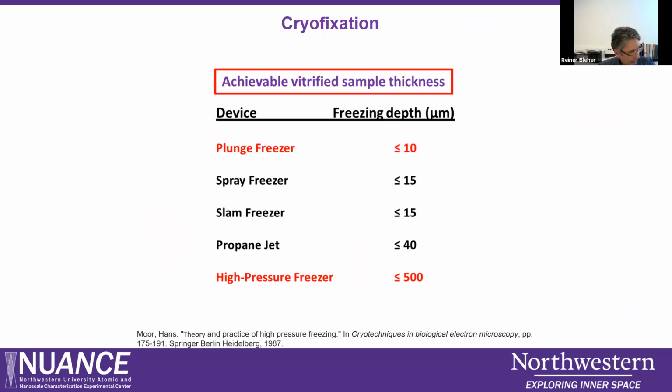So the next slide shows different approaches to achieve different freezing thicknesses. We have the plunge freezer, which freezes about 10 micrometers. We have the spray freezer, which can achieve about 15 micrometers of sample depth that is vitrified. Same is true for the slam freezer, and the propane jet can go up to 40 micrometers, while the high pressure freezer achieves the highest thickness with around 500 micrometers. But please keep in mind, those are ballpark numbers, and of course there are variations depending on samples.